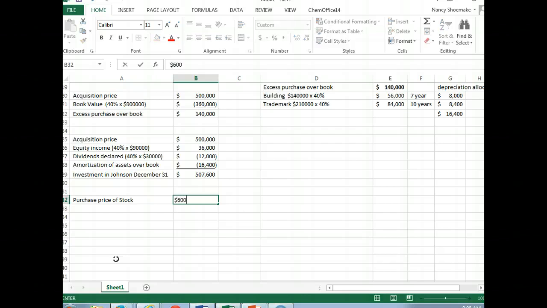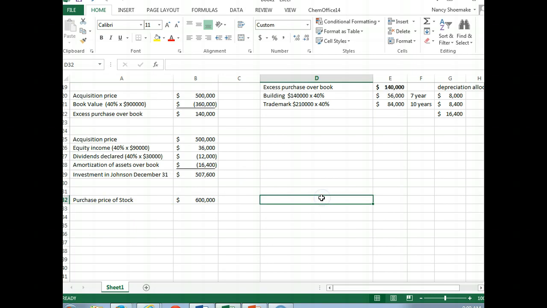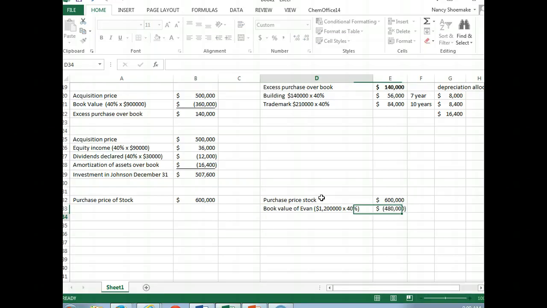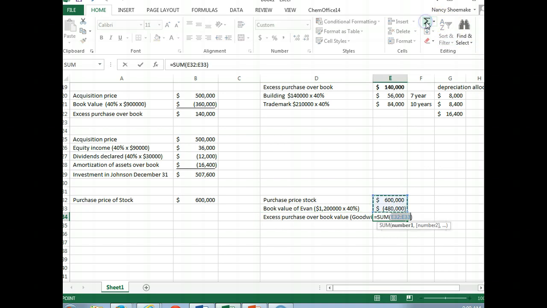Purchase price of stock is $600,000. The book value of the Evan is $1,200,000 times 40%, right? Mm-hmm. Which is $480,000. So we have excess purchase over book value, which we know is going to be goodwill, right? Yes. And that is $120,000. Make sense? Yes. So that $120,000 we will not amortize.